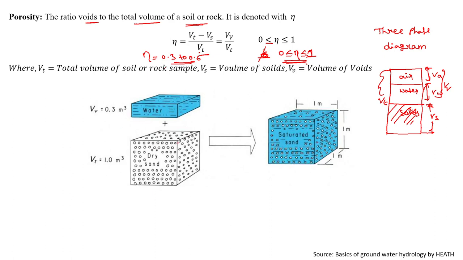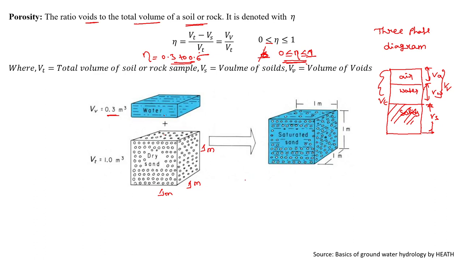Okay. So let's see how it can look. Let's say I added 0.3 meter cube of water to dry sand. I have taken dry sand of volume 1 meter cube, so it means 1 meter here, 1 meter here, and 1 meter here. Dry sand does not mean that it has zero voids. There are some voids inside this dry sand. If I add this water to it, I'll get a saturated sand.